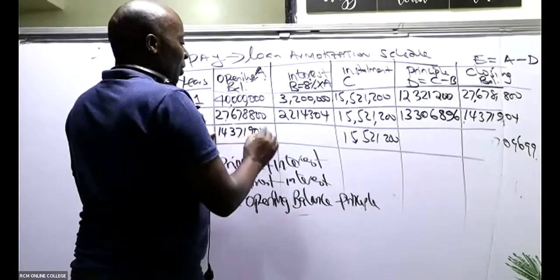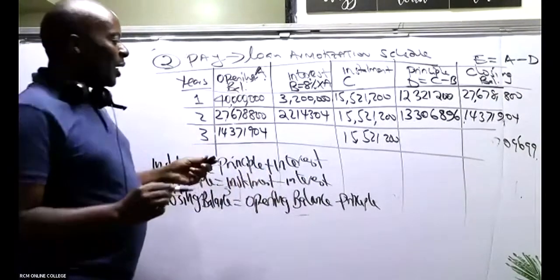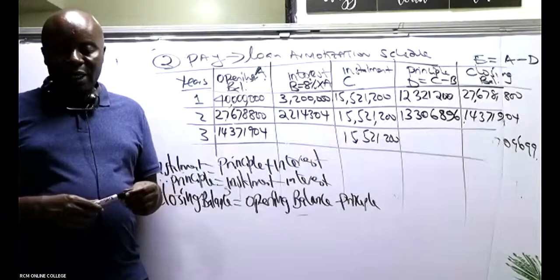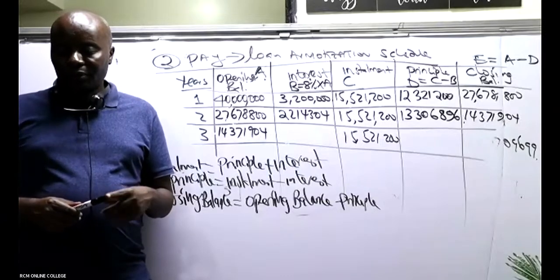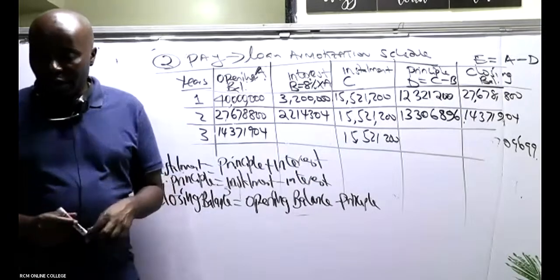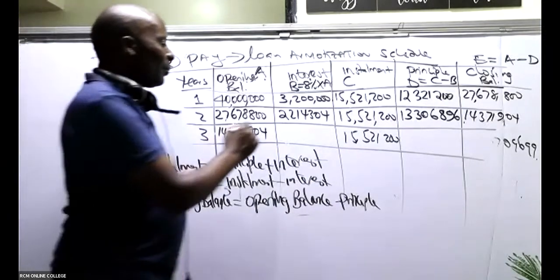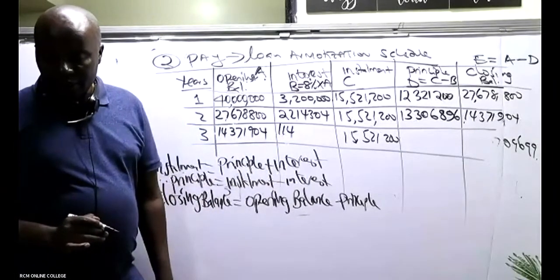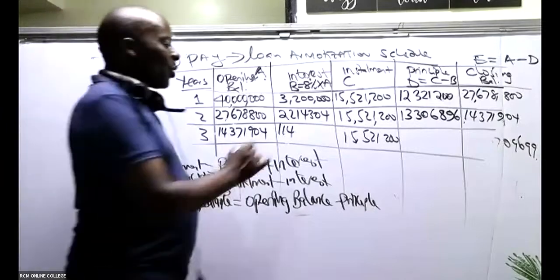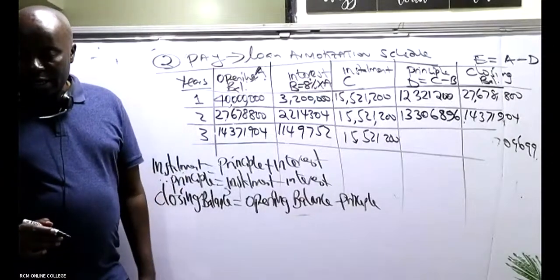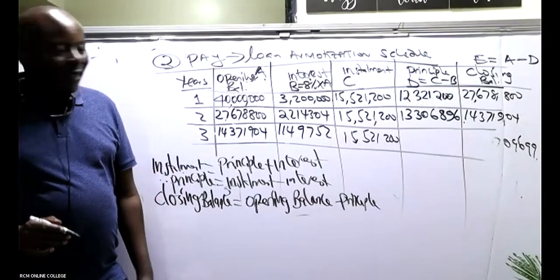14,371,904, like that. So then are you able to give me the interest for year number 3 as we finish? So we have here 1,149,752, point something, right?